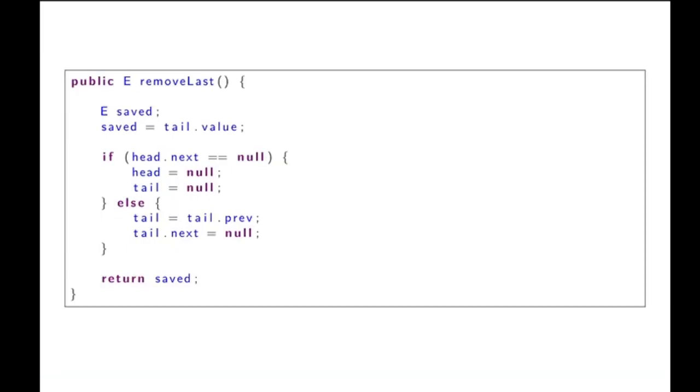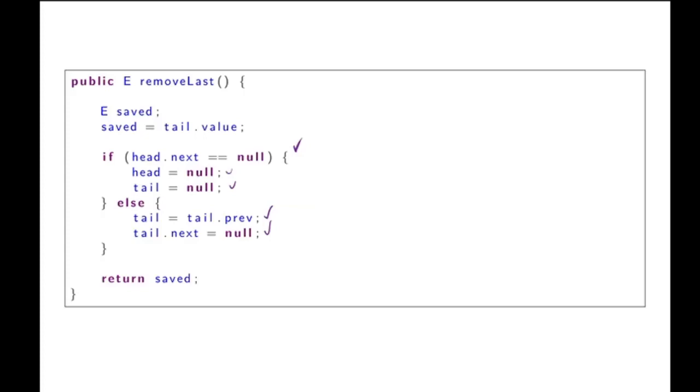Okay, so now our implementation is simple. Here on the slides, we don't have the precondition checked, for clarity. But you see, if this list contains a single element, now head and tail are null. Otherwise, general case, move tail to the previous node, make tail.next equal to null.